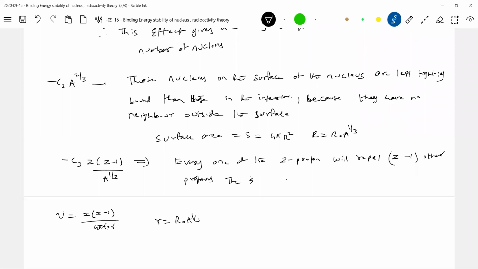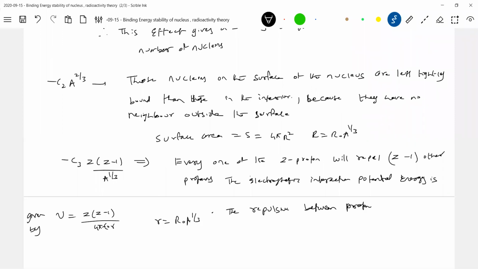The electrostatic interaction potential energy is given by, so because of this, and what is the electrostatic repulsive force? It's a repulsive force, no? Electrostatic interaction potential energy. So what happened to the protons? Constantly they'll be experiencing the repulsive force, and that repulsive force will try to decrease the binding energy. So the repulsive force between protons will decrease the binding energy of the nucleus.